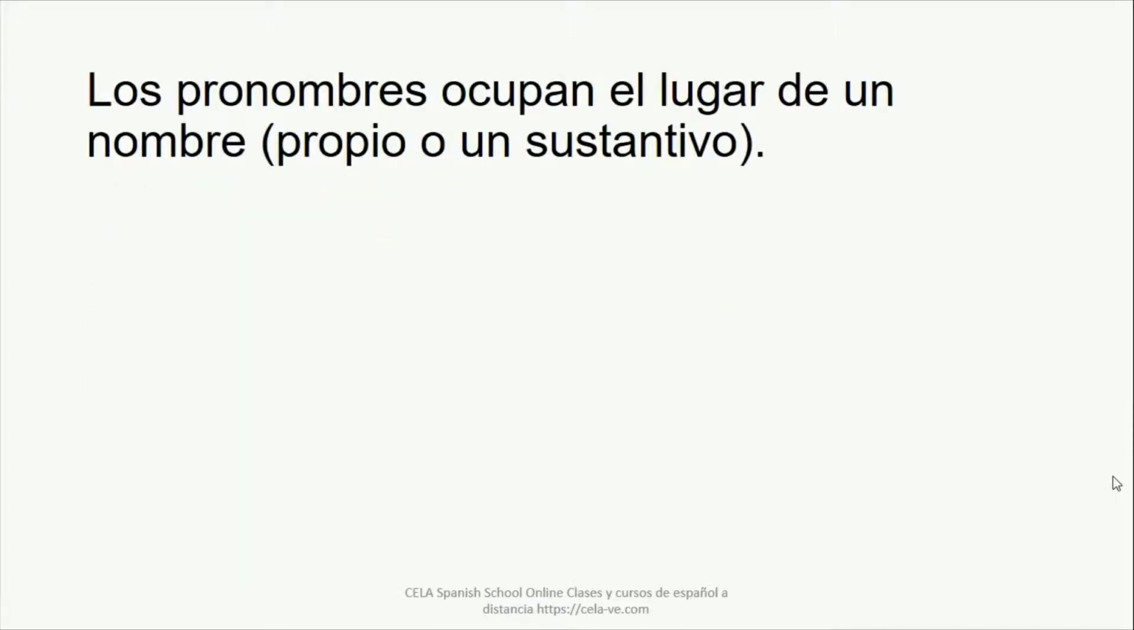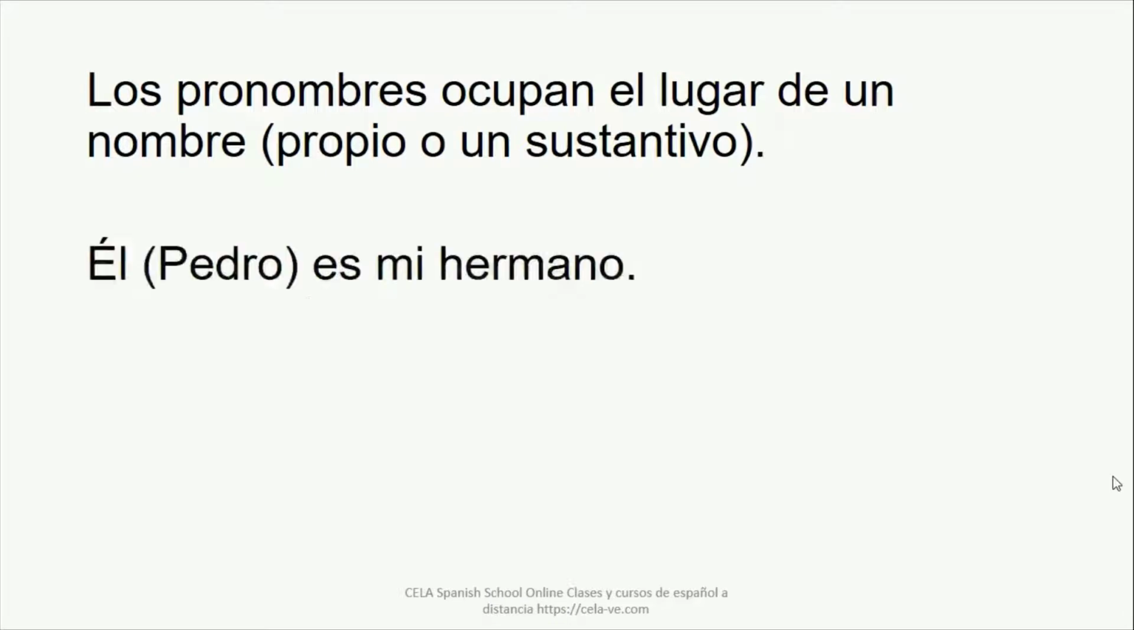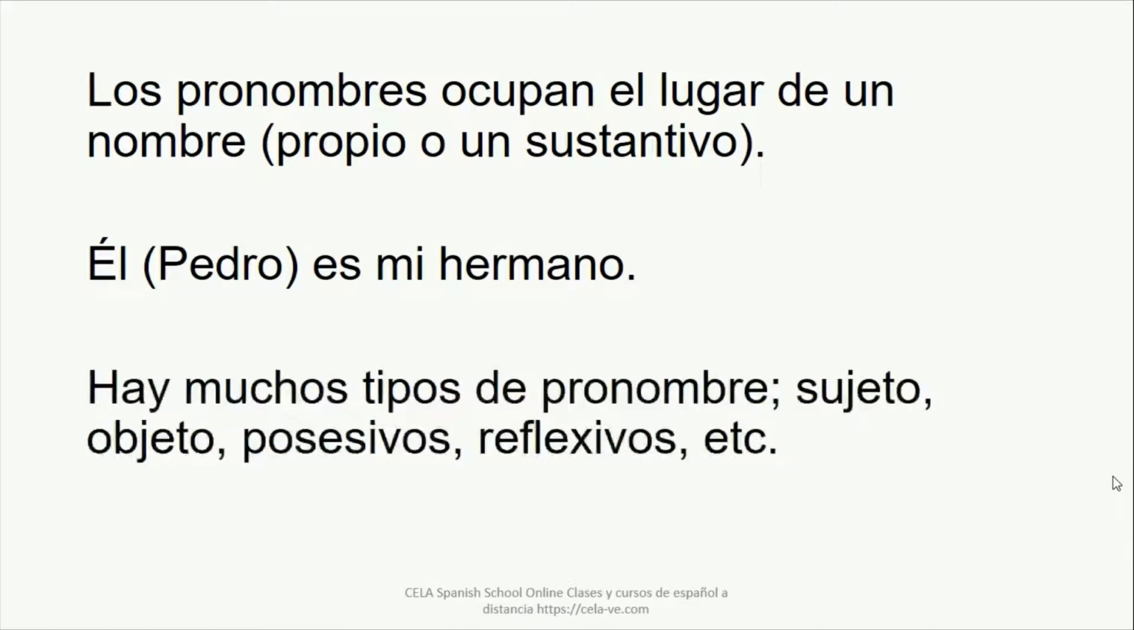The pronouns replace a noun or a proper name. For example, él es mi hermano. Él replaces a name. For example, Pedro. There are many types of pronouns. Subject pronoun, possessive pronoun, reflexive pronoun, object pronoun.